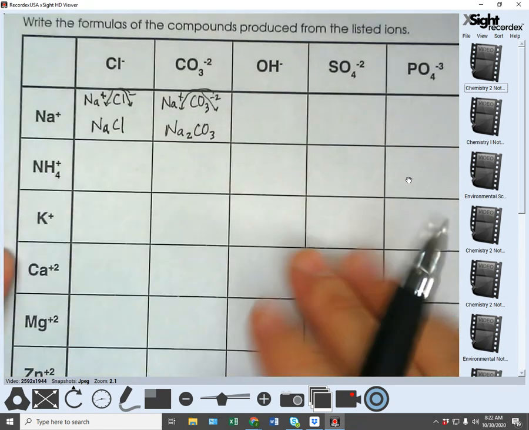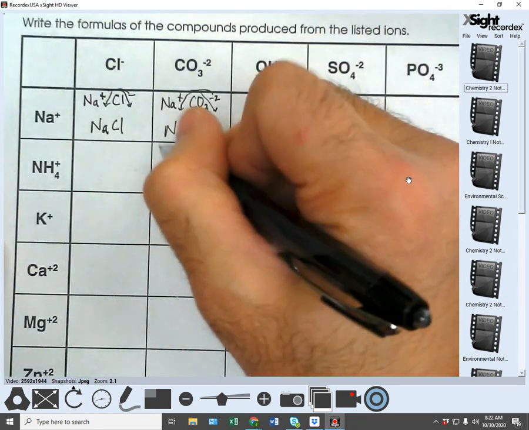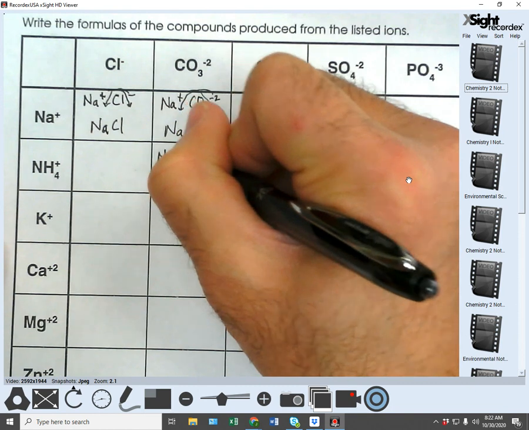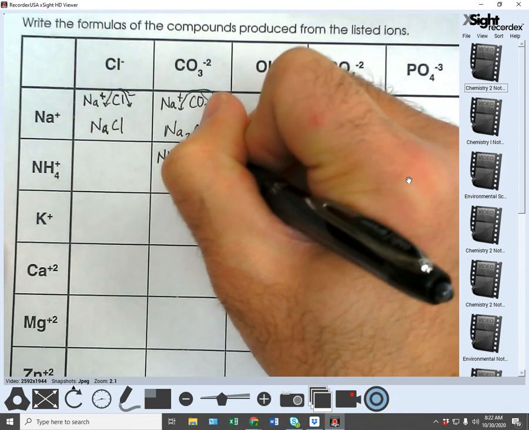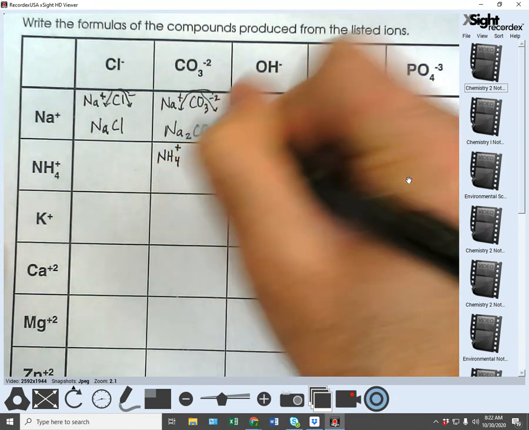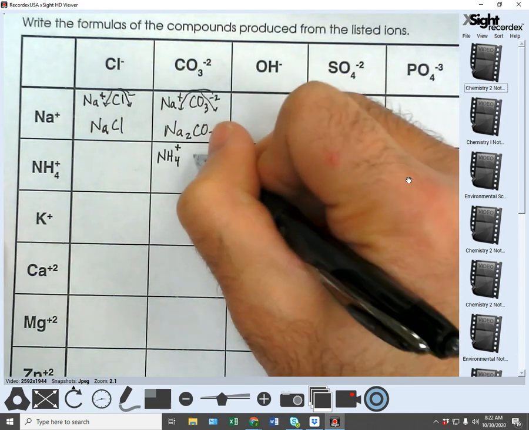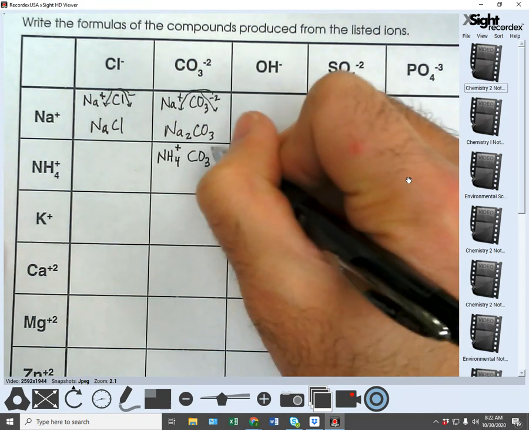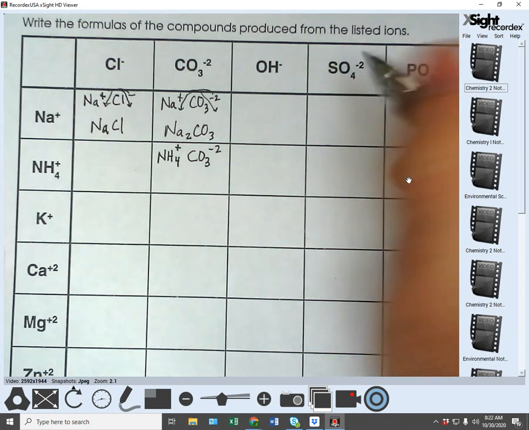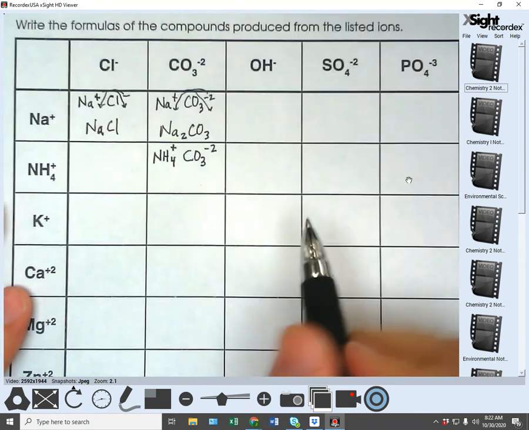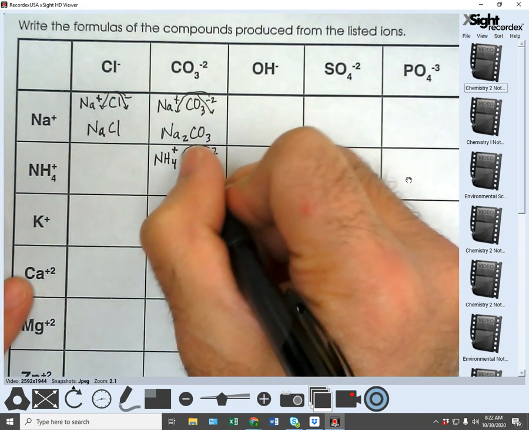Let's take a look at this one. So we're combining a polyatomic cation, NH4 plus 1, with a polyatomic anion, CO3 negative 2. Okay, you look at the charges, they cannot be reduced. So we cross down.